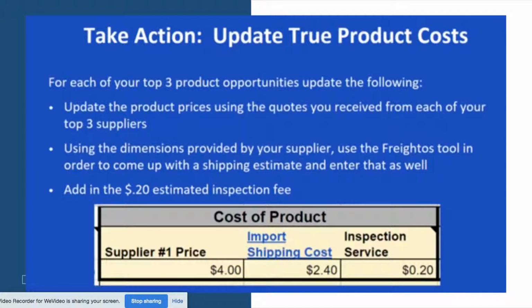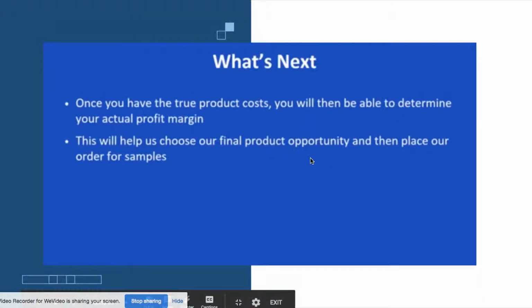And then add in the 0.2 estimated inspection fee. I've taken a screenshot and put here the section of the cells of the true cost of product. So for example, it can be 4, 2.4, and 0.2. That is what you're going to put on the workbook, because now we're getting into the real values. So what's next? Once you have the true product costs, you will be able to determine your actual profit margin. This will help us choose our final product opportunity, and then place our order for samples.